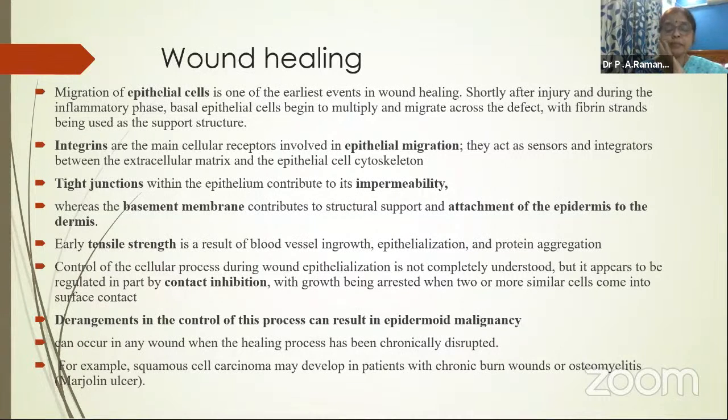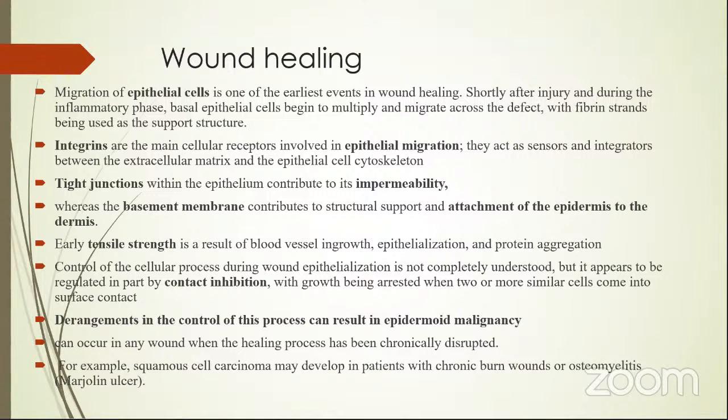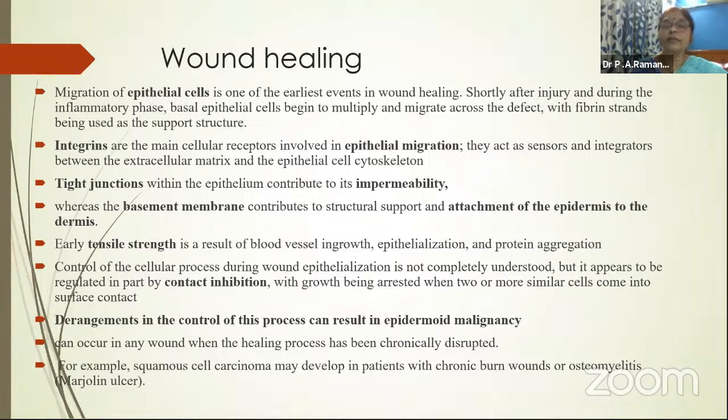Now, in the inflammatory phase, there will be all signs of inflammation in the wound. What are the signs of inflammation? These were described by Celsus: tumor, calor, dolor, rubor. All these are seen in the wound. This is because of the inflammatory mechanism that is going on. So next starts the proliferative phase.